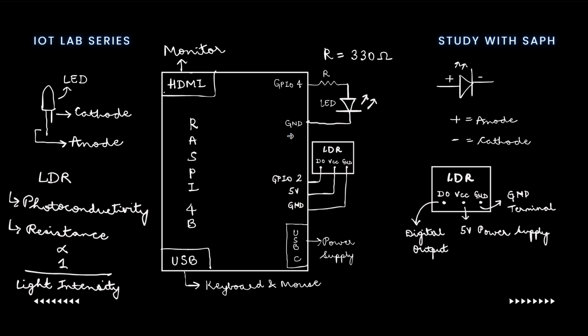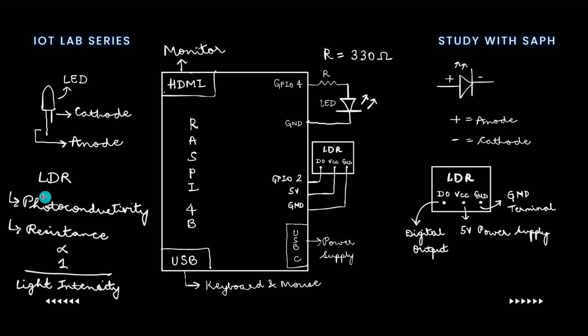Apart from these connections, we will be connecting the monitor screen using the micro HDMI port on the Raspberry Pi, and the power supply is given using the C port on the Raspberry Pi, and the keyboard and mouse are connected using the USB ports. The resistor used in this case is a 330 ohm resistor, and this is the actual component symbol of the LED, and this is the electrical symbol of the LED.